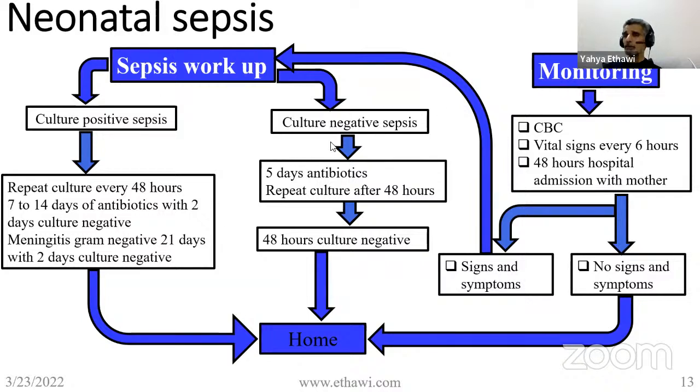So even if it's culture negative, yes. We said we won't give antibiotics unless we have symptoms along with risk factors. So you have symptoms and risk factors, but the blood culture came negative, and we start antibiotics for 5 days. Correct. You did sepsis workup, your culture came negative, but you have symptoms and risk factors. If it came positive, it's according to the culture. If symptoms disappeared, then nothing needs to be done. But if the baby is symptomatic, then yes, you need to continue antibiotics for 5 days, and your culture should be 48 hours negative. Okay?